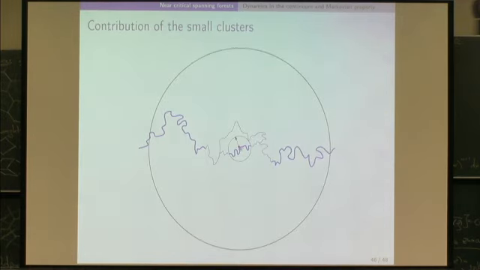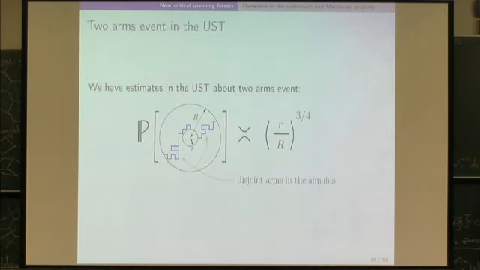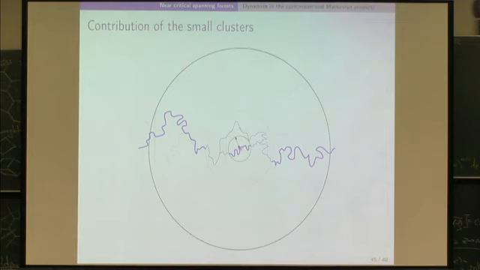Of course, I didn't say everything, because in the uniform spanning tree there is no independence between disjoint parts of the plane. So you have to prove something. But it's a bit the idea behind the proof that small clusters are negligible.